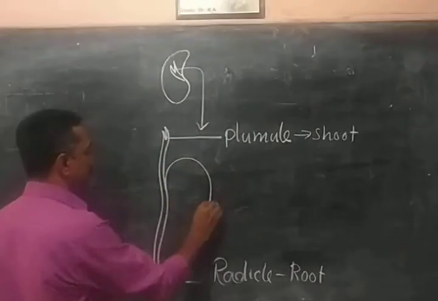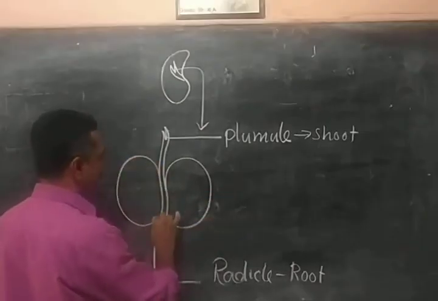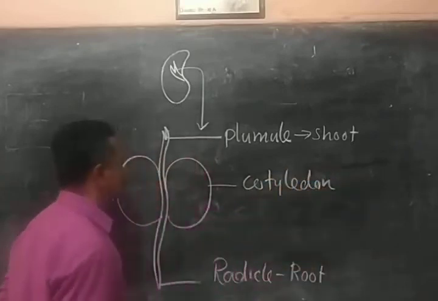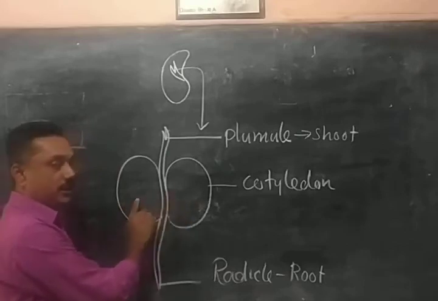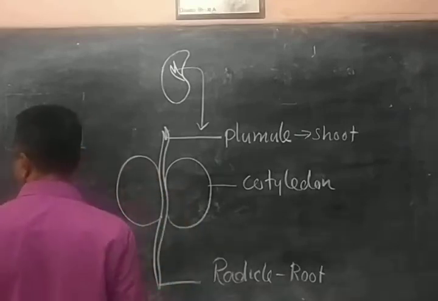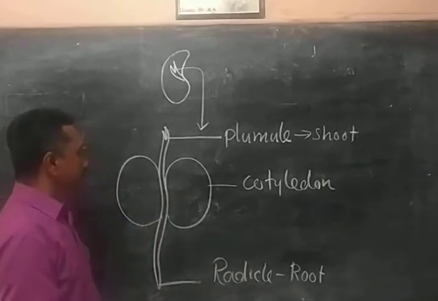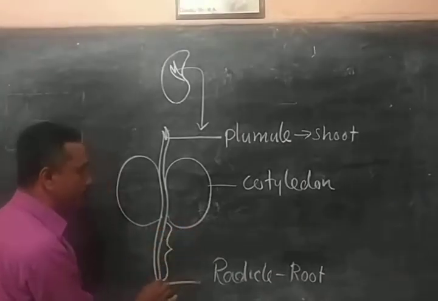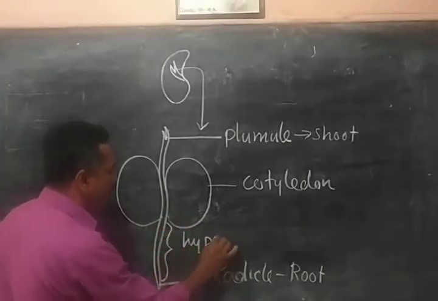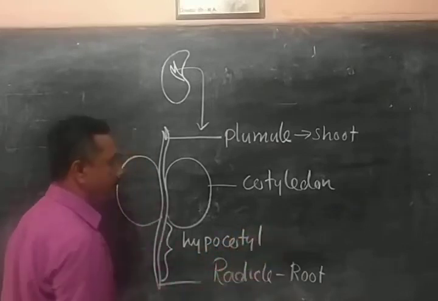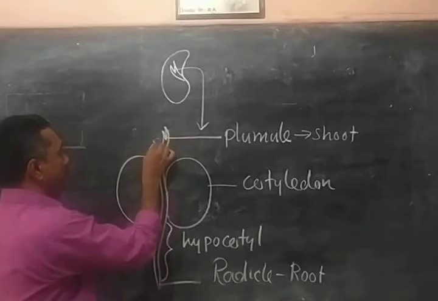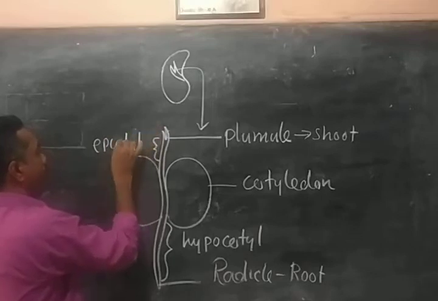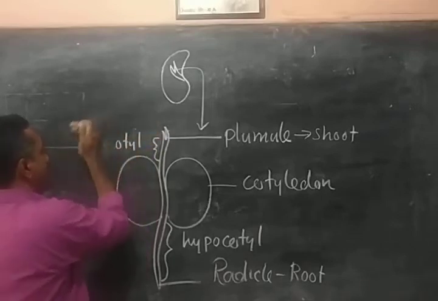And on the side, there are attached structures like this. These structures are called cotyledons, storing food material. Two cotyledons, dicot. Di means two. Two cotyledons, so they are called dicots. And the part of the embryonal axis below the attachment of cotyledon is called hypocotyl, and the part of the embryonal axis above the attachment of cotyledon is called epicotyl. Hypocotyl and epicotyl, there are two parts.